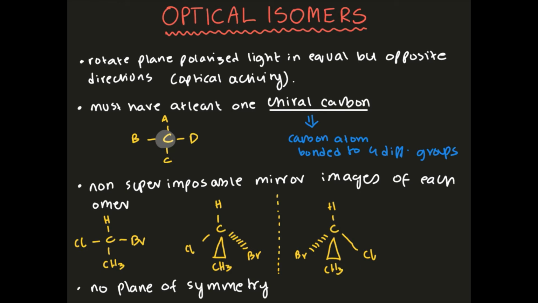The next point is that they form non-superimposable mirror images of each other. What they generally do in examinations is draw out a simple structure like this for you. As you can see, the carbon in the center is chiral because it has 4 different groups: a hydrogen, a chlorine, a bromine, and a methyl group. Since all of these are different, this carbon is a chiral carbon.